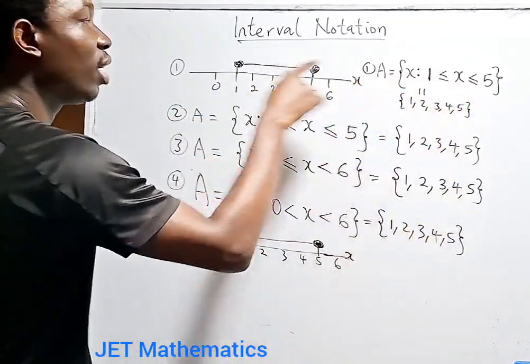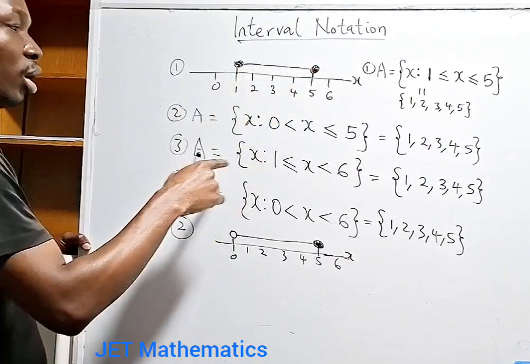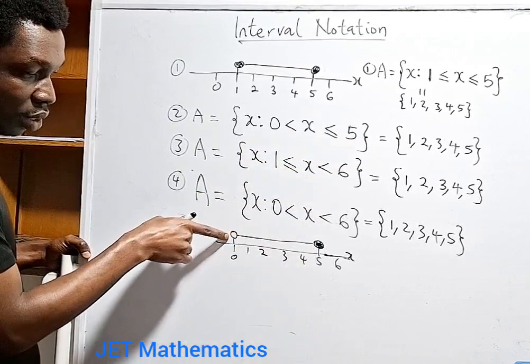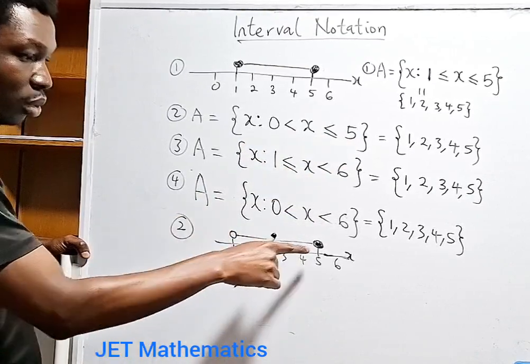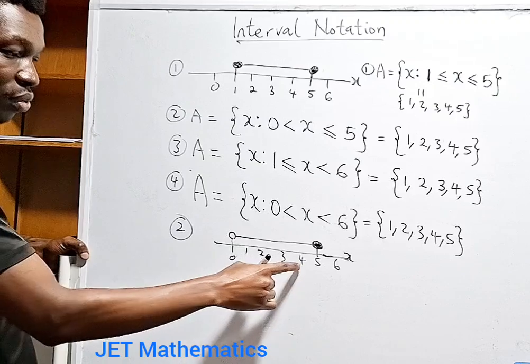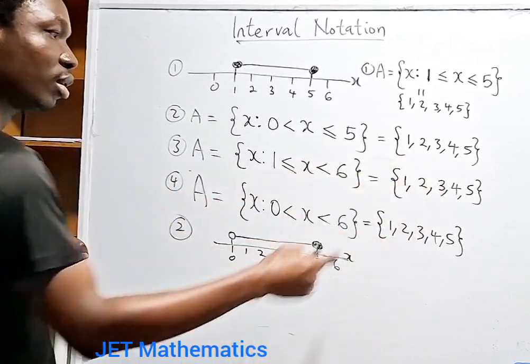1 and 5 are inclusive, so I shade both. But 0 is not inclusive, 5 is inclusive. See what I did? 0 is not inclusive, so it's not shaded. 5 is inclusive, so it's shaded. Alright, so you start 1, 2, 3, 4, 5, and you get this set.